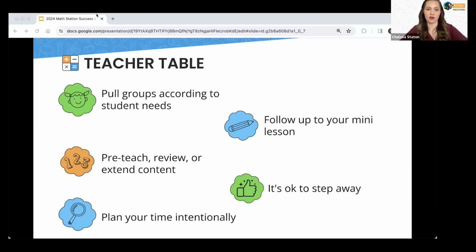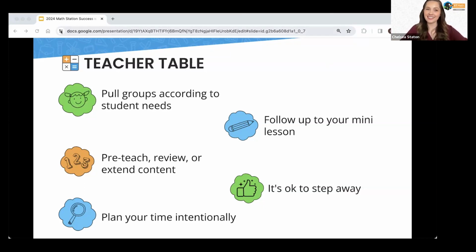But just some tips for that: we can pull groups based on student needs. Teacher table can be used as your pre-teach. It can be used to review something or extend something depending on the groups you are pulling. And make sure that we are planning that time intentionally, especially if we are not seeing groups on a set schedule, so planning out in your mind, based on how long you have, how much time you're going to spend with each group. It can be a follow-up to the mini lesson. Say you did a number talk as your mini lesson, and maybe you are continuing that at your small group table.